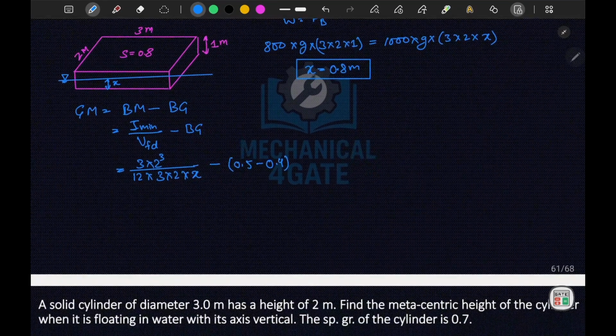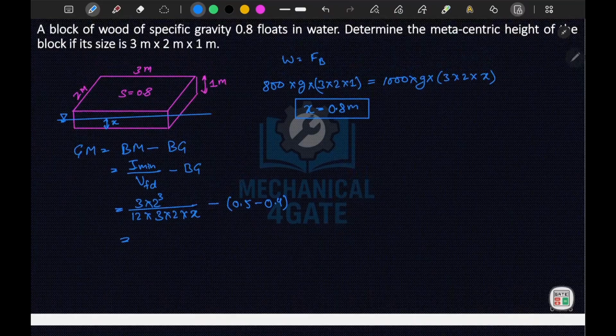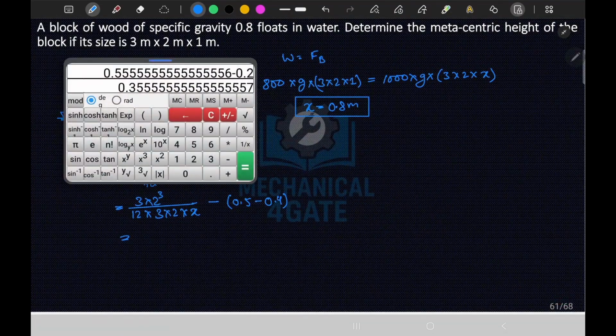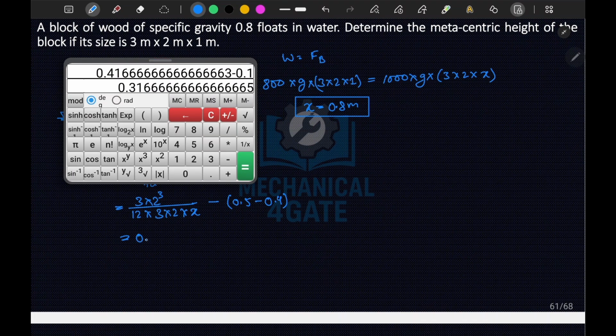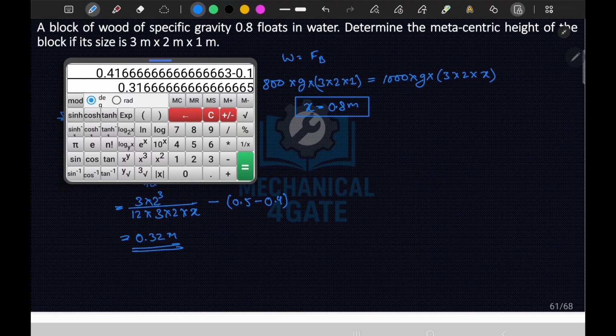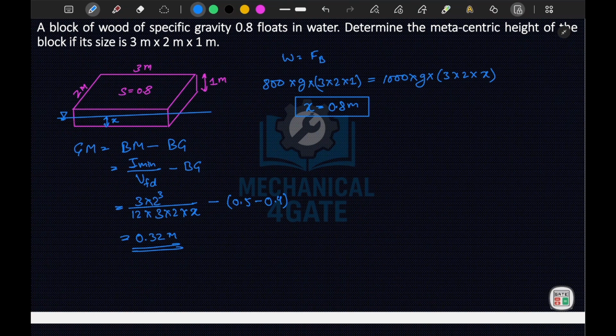So if I solve this, from here I can calculate my GM value. So let's solve this first. 4 2 is 8, so 8 divided by 12 divided by 2 divided by 0.8. This is 0.46 minus 0.1, so this will be 0.32 meter. This is your metacentric height of the log.